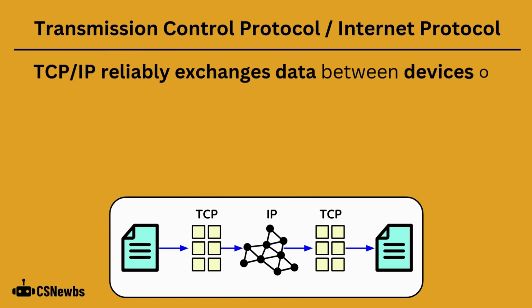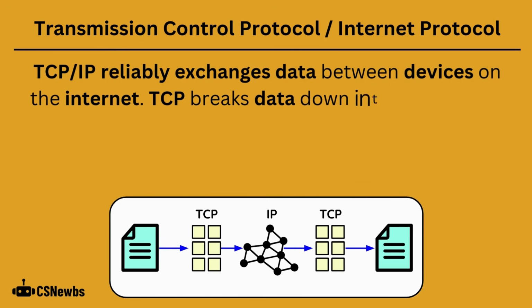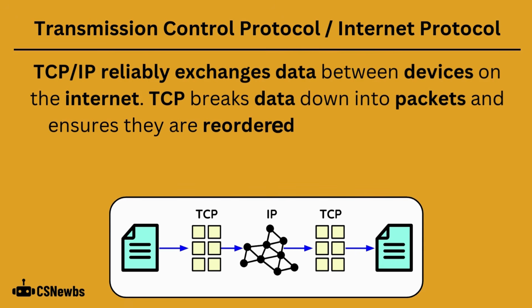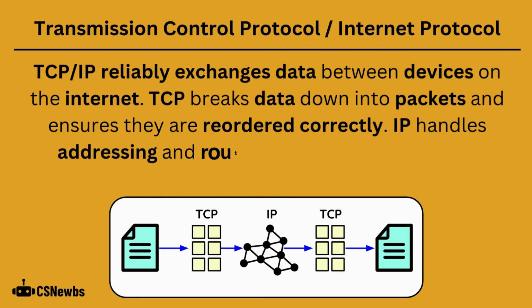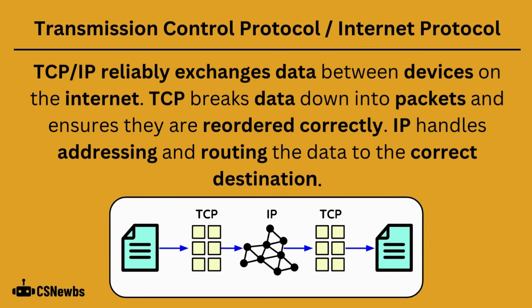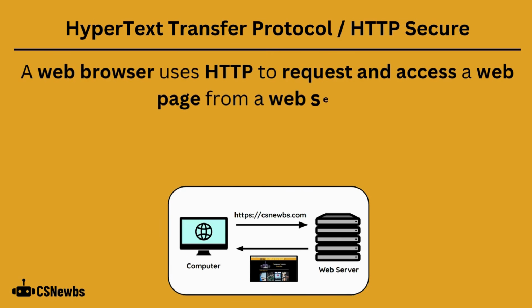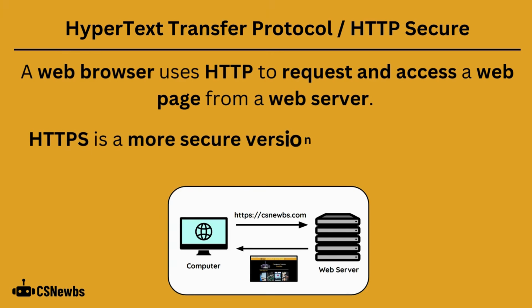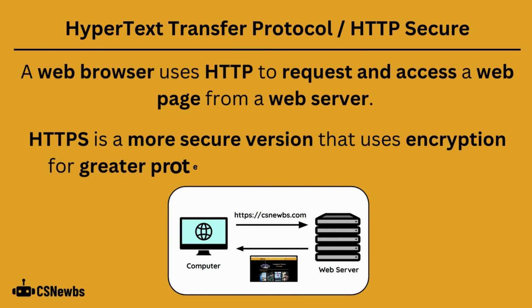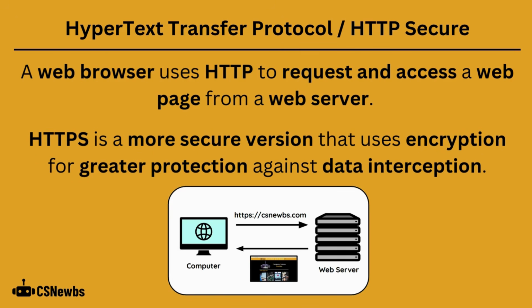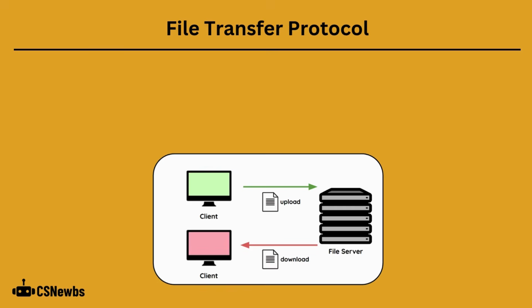TCP/IP reliably exchanges data between devices on the Internet. TCP breaks data down into packets and ensures they are reordered correctly. IP handles addressing and routing the data to the correct destination. A web browser uses HTTP to request and access a web page from a web server. HTTPS is a more secure version that uses encryption for greater protection against data interception.